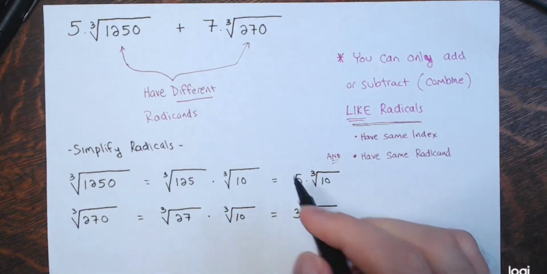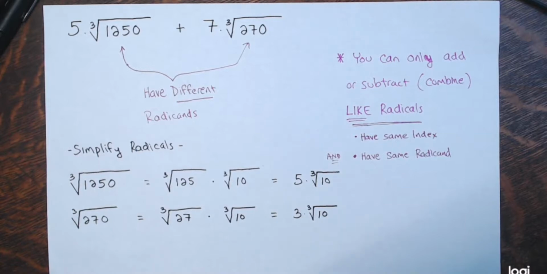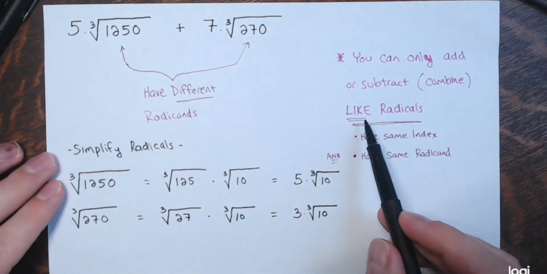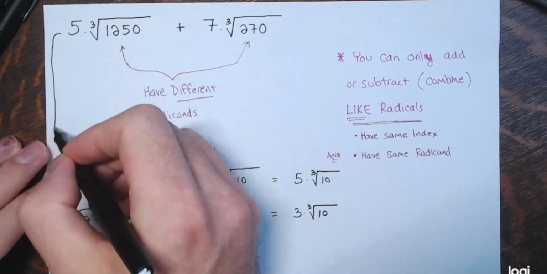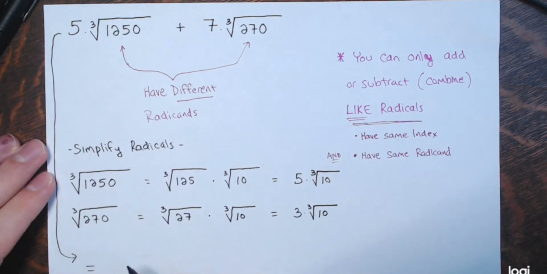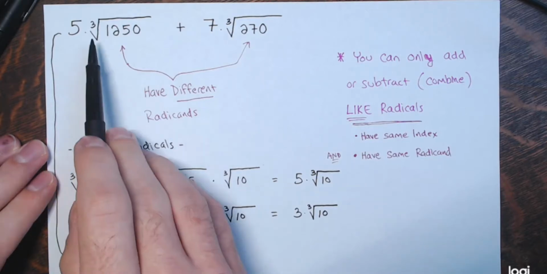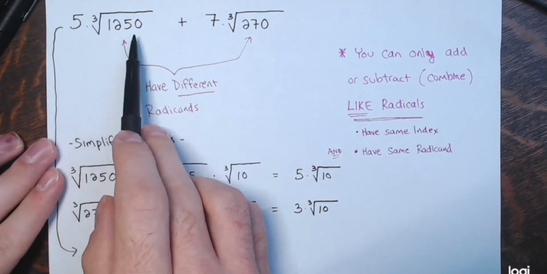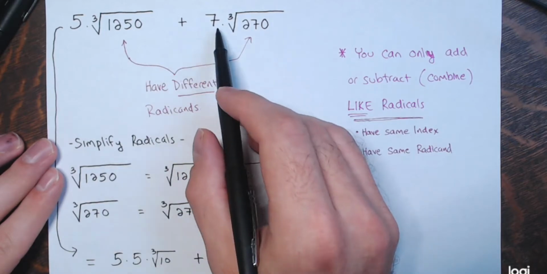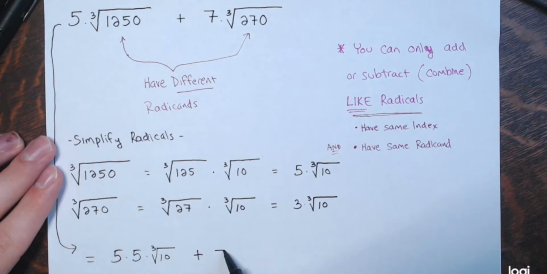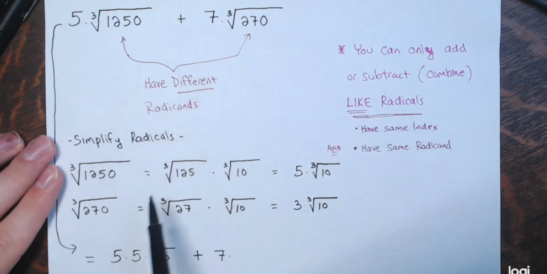All right, so this ends up simplifying to 3 times the cube root of 10. All right, and now I'll put these into the expression. And we're going to see some terms that have what are called like radicals. So finally, I'll bring this expression down here, right? This is equal to 5 times the cube root of 1250, which we saw is just 5 times the cube root of 10. Then we have plus 7 times the cube root of 270, which we saw is 3 times the cube root of 10.